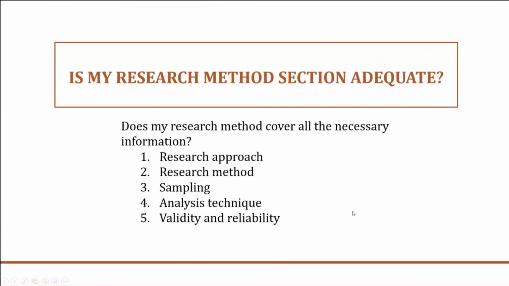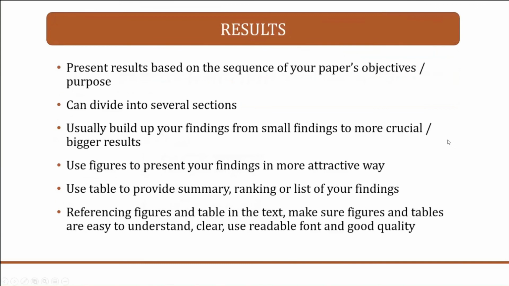and reliability. Okay. So for the results, it's good for you to present your results in the sequence of your objectives. If the paper objective is to show number 1, challenges, number 2, strategy, number 3, competency, you present your findings based on those objectives. Okay. And then you can divide the results into several sections according to the objectives to make sure that it follows the sequence, so the readers won't get confused. And then usually build up your findings from small findings to more crucial. Okay, and then you can use figures, diagrams, bar charts, whatever, to present your findings in a more attractive way.